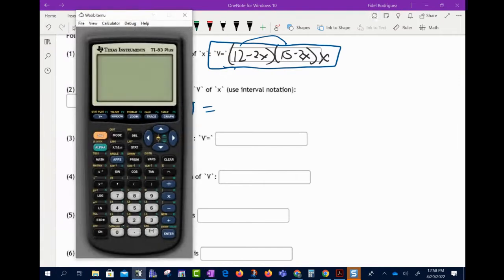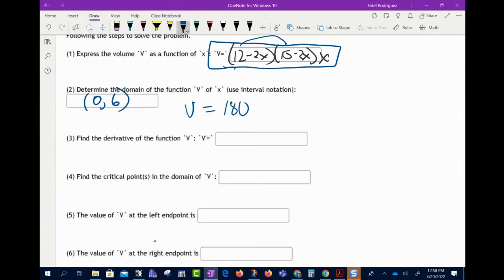So 12 times 15 is 180. So I'm coming up with a 180. 12 times negative 2x is a negative 24x. A negative 2x times 15 is a minus 30x. A negative 2x times another negative 2x is a positive 4x squared. And I still have that x on the outside.